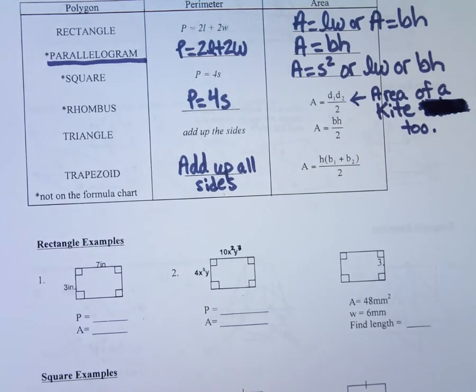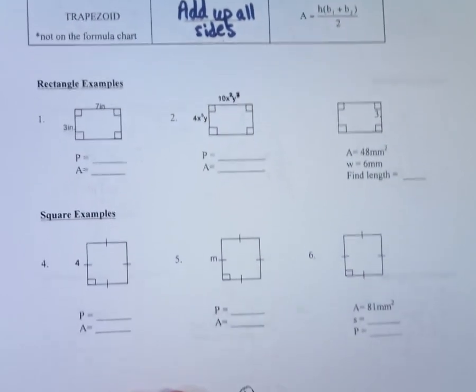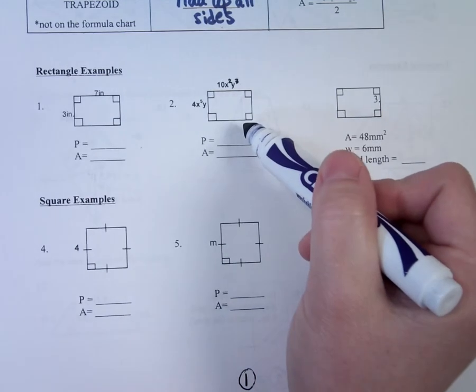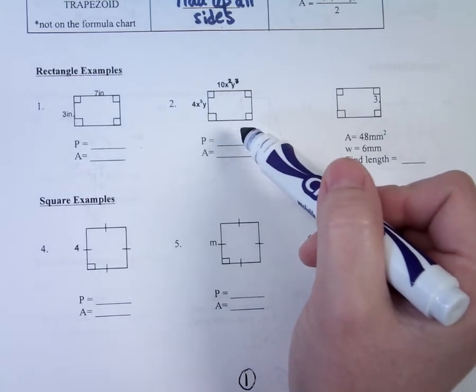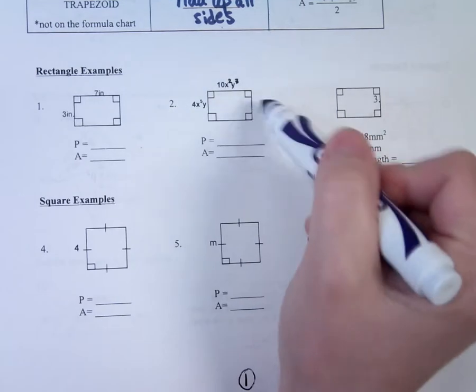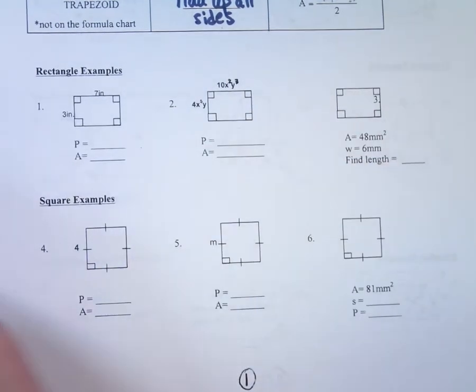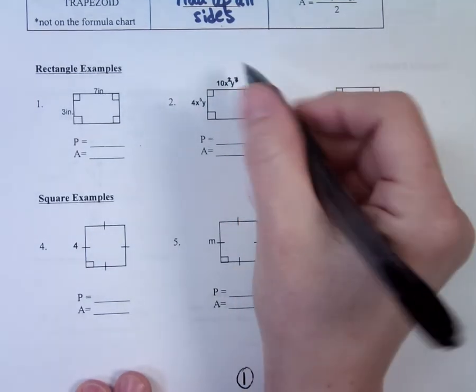Okay, on the front page, I'm not going to do all of these on here, but I'll do a few of them. I want to start with number 2 because he looks fun. So, on perimeter, this is what kind of shape do you think? A rectangle. So I could add up all 4 sides, or I could take 2 times the length plus 2 times the width. And I think that's what I'm going to do. I think I'm going to go 2 times the length plus 2 times the width.